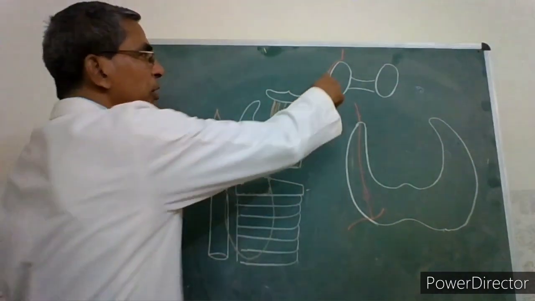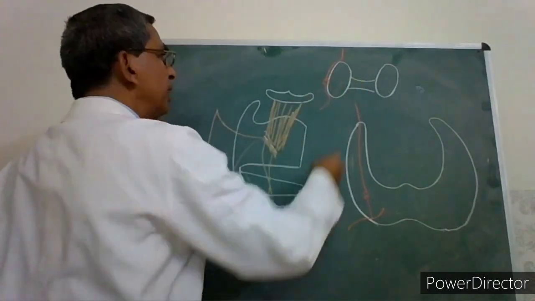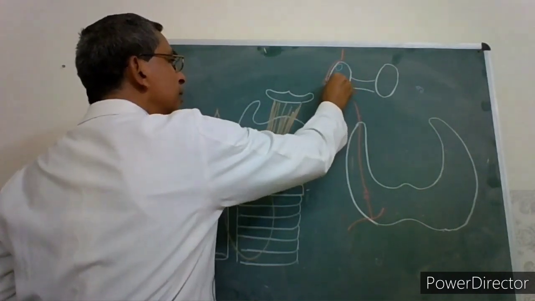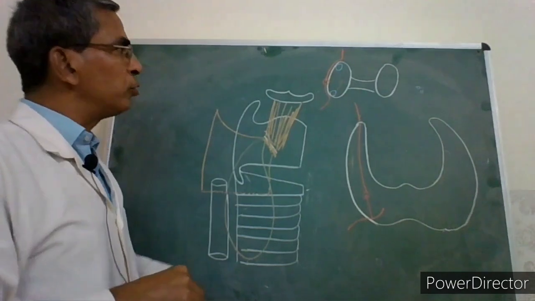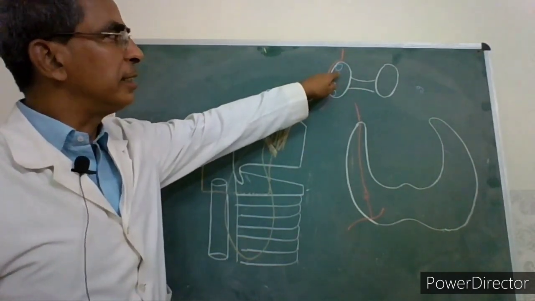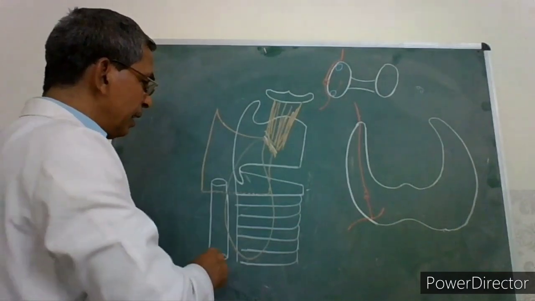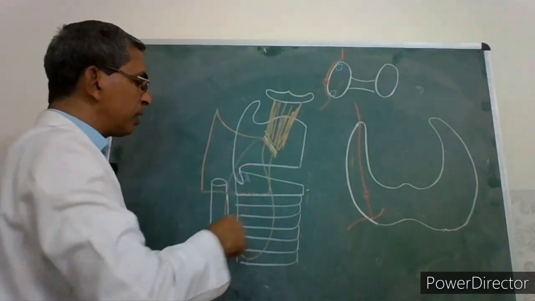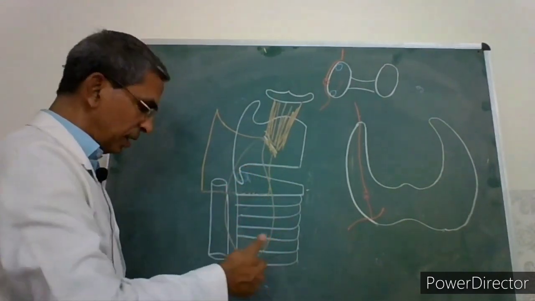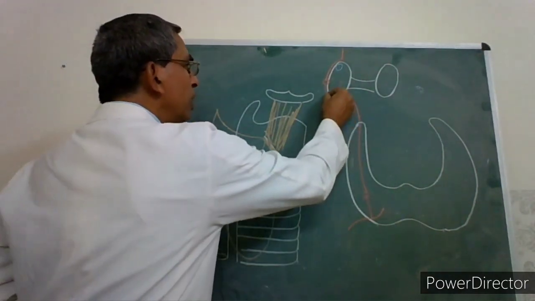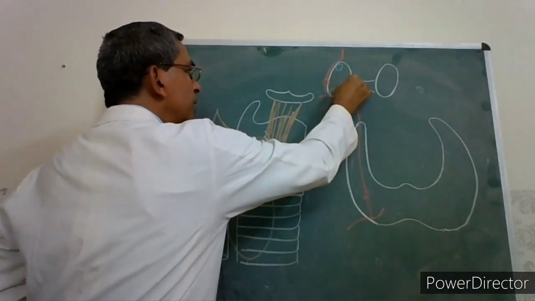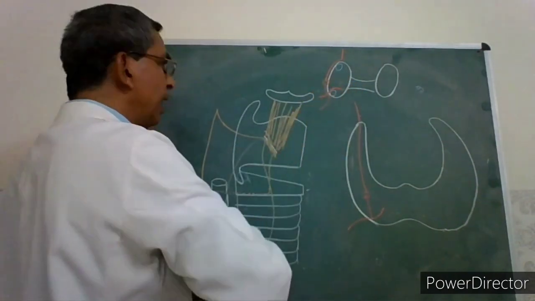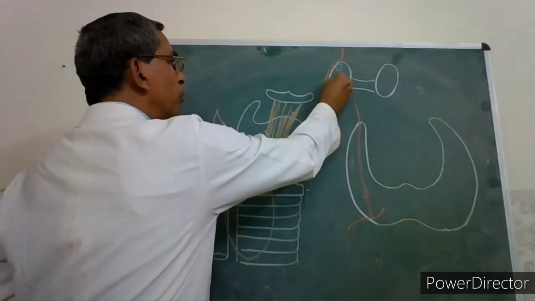Second thing, along the posterior border, there is the presence of the superior parathyroid gland and the inferior parathyroid gland. Superior and inferior. The superior parathyroid gland is fixed. It is present at the level of the cricoid cartilage. While the inferior parathyroid gland's position is variable. I told you there is a loop of the inferior thyroid artery. So this inferior parathyroid gland is either present below the loop or above the loop.